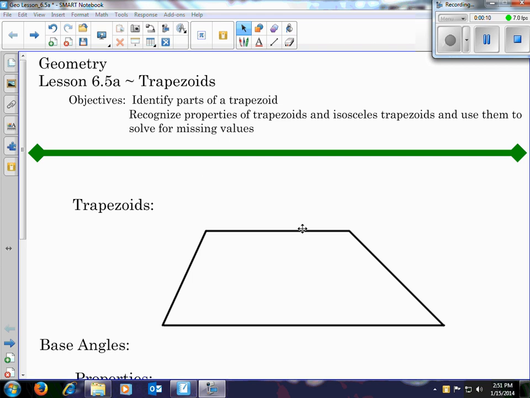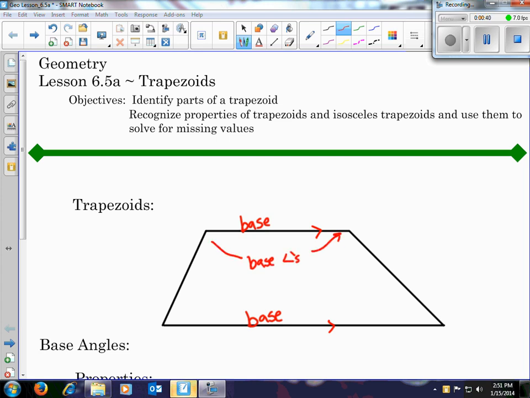We know that a trapezoid has one set of parallel sides, so I know the two bases are parallel to each other. Now, I know that you always think that the bottom is the base, but a trapezoid has two bases, the top and the bottom, not the diagonal sides, but the sides that are parallel are both considered bases. Now, that means that we have two sets of base angles.